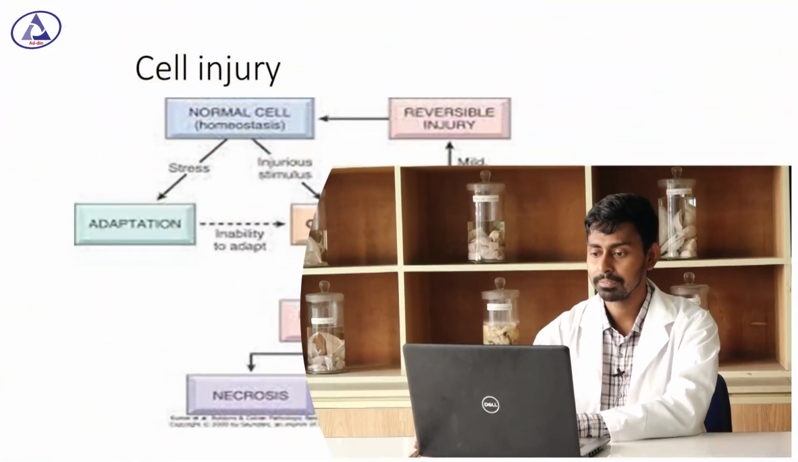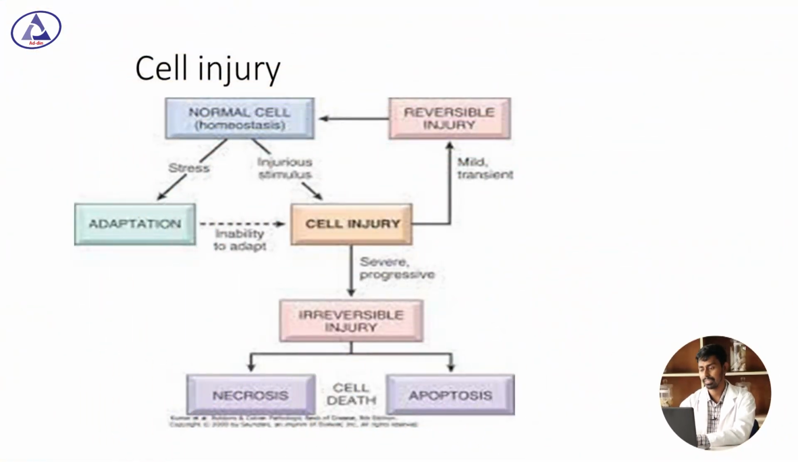Today I am going to discuss cellular injury and adaptation. At first we should know how cellular injury occurs. Cellular injury occurs when a normal cell is exposed to injurious stimuli or stress; at first it starts to adapt. If it is unable to adapt, then cellular injury occurs. Cellular injury has two types: reversible cell injury and irreversible cell injury. Irreversible cell injury occurs by necrosis and apoptosis.